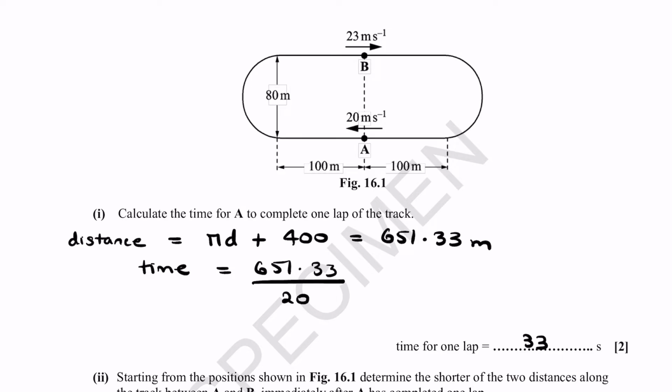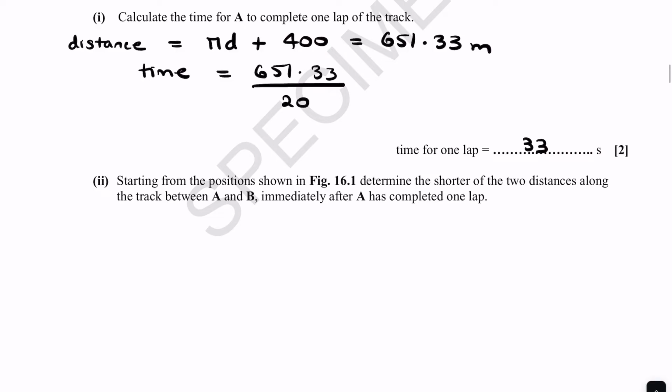and that gives me 33 seconds for one lap. Now, part II says, starting from the positions shown in figure 16.1, determine the shorter of the two distances along the track between A and B immediately after A has completed one lap.